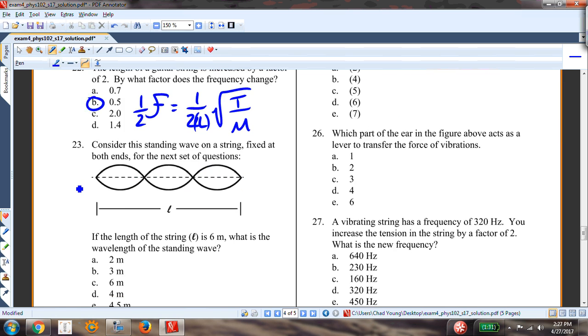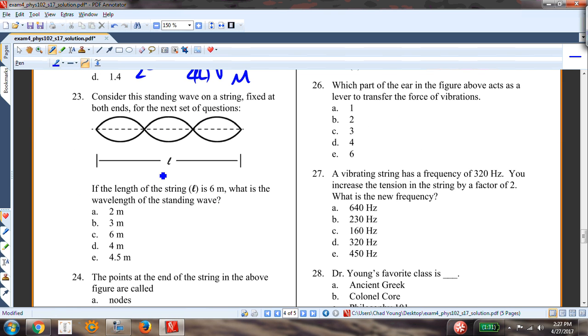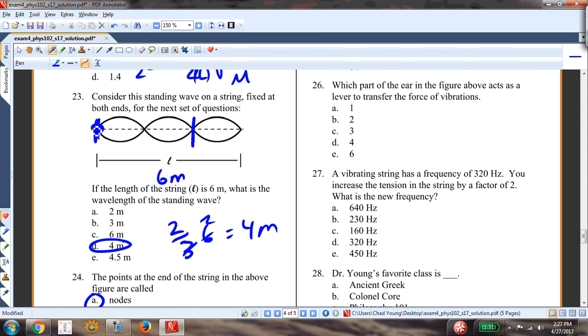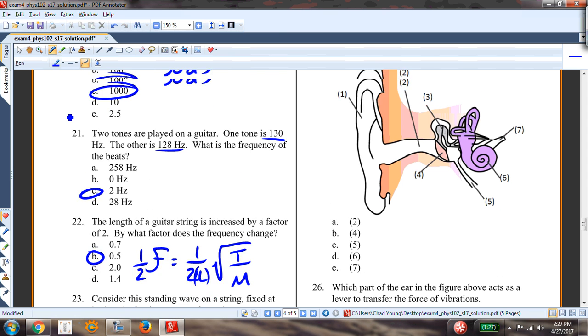So the standing wave, if the length of the string is 6 meters, what is the wavelength? Well, the wavelength goes from here to here. So it's going to be 2/3 of 6, which is 4 meters. Points on the end of the string, those are called nodes. That's these points right here where the wave doesn't move up and down.